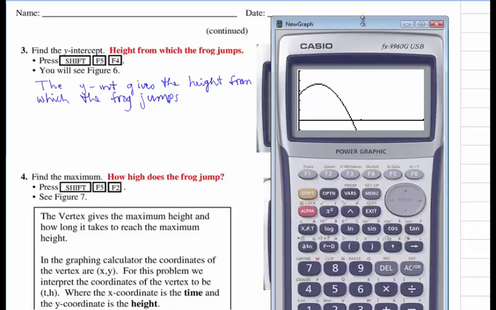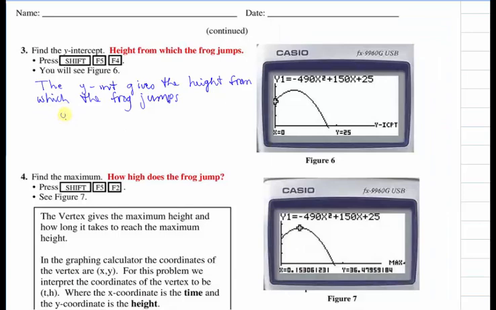Okay, so let's get our calculator out. We want a y-intercept. We're going to go Shift G-solve F5. We want y-intercept, so F4, and we get a y-intercept which is at 0 and 25. So y-intercept 0 and 25.